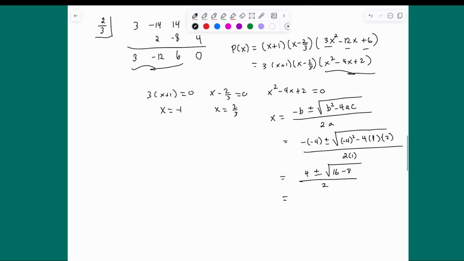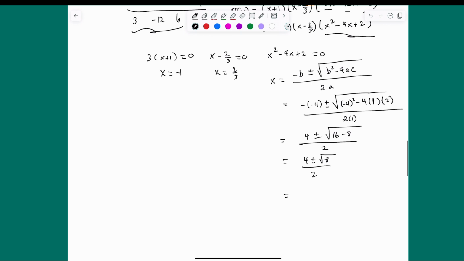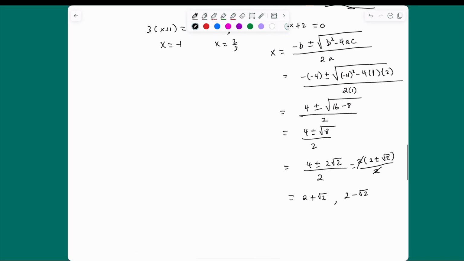All right, so then simplifying that, we get 4 plus or minus the square root of 8 over 2, which is 4 plus or minus, and then if I simplify the square root, that's going to give us square root 4 times square root 2, so that's going to be 2 radical 2 over 2. And of course I could think of this as factoring out a 2, which leaves me with just 2 plus root 2, or 2 minus root 2 as my solutions there.